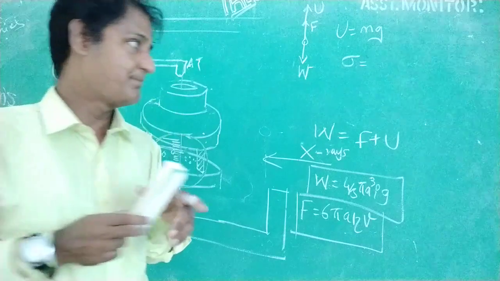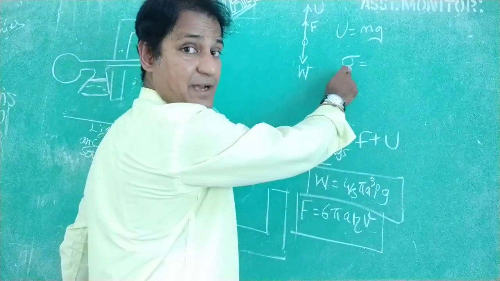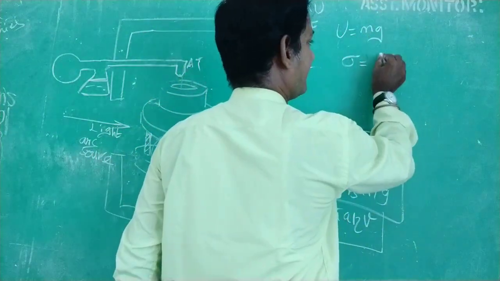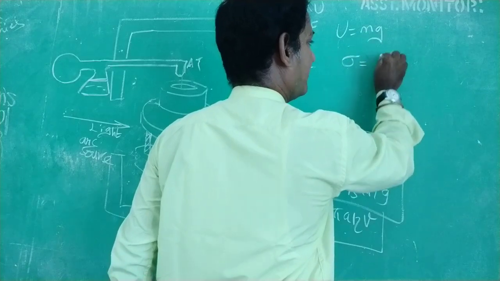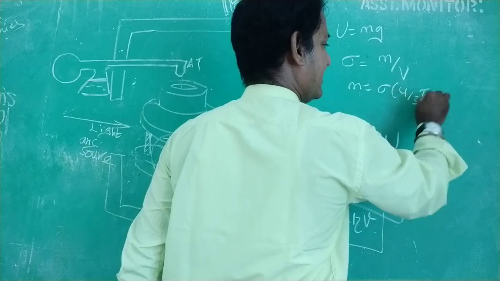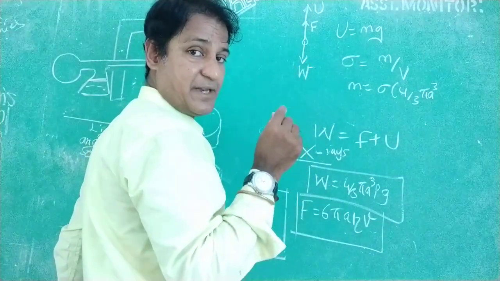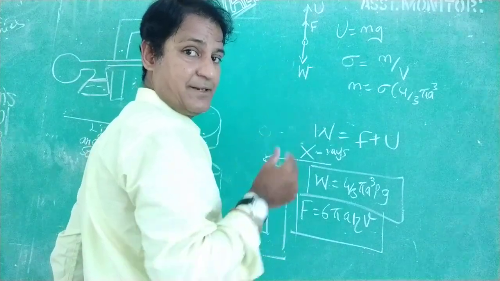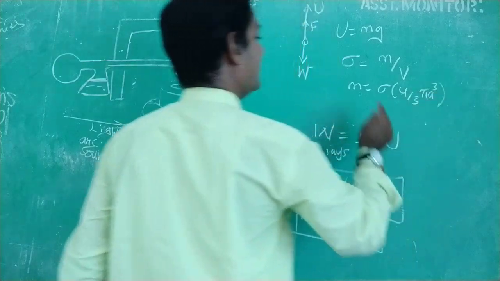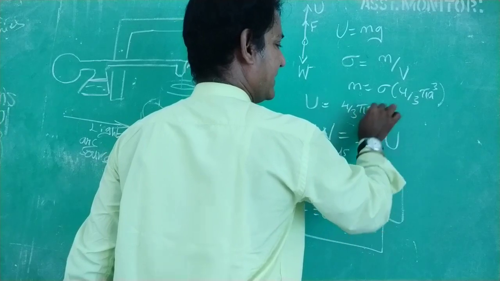So sigma is the density of air displaced by the oil droplet, which is equal to mass by volume. M is equal to sigma into 4 by 3 pi a cube, radius of that spherically shaped air displaced by the droplet. 4 by 3 pi a cube, right? Now substitute this here. U is equal to 4 by 3 pi a cube sigma into g.